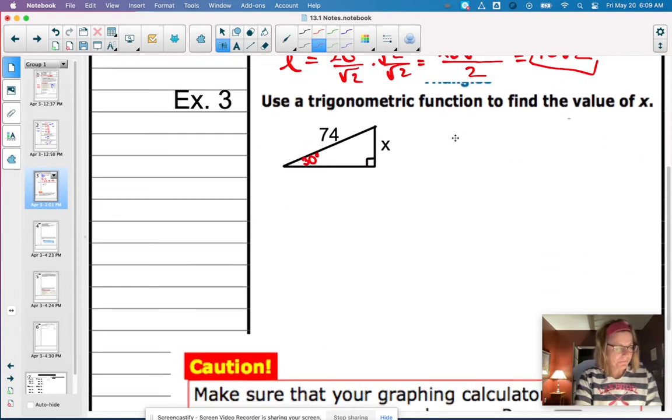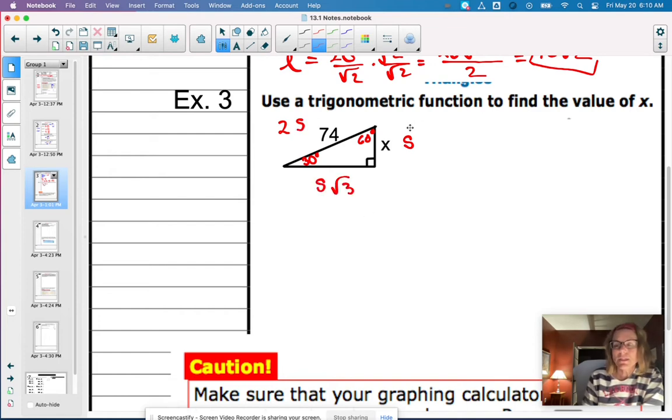All right, example 3. This is a 30, 60, 90, because if this is 30, then obviously this is 60, and this is 90 because they add up to 180. And again, if you recall, we call this side S. This is 2S. And this is S root 3.